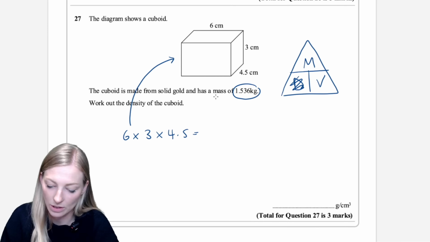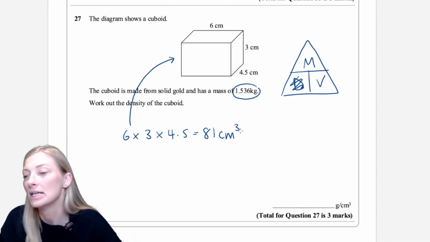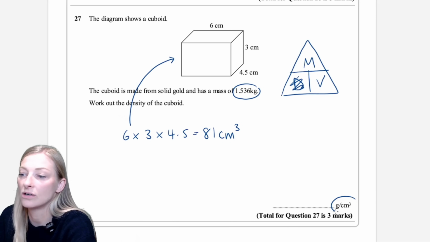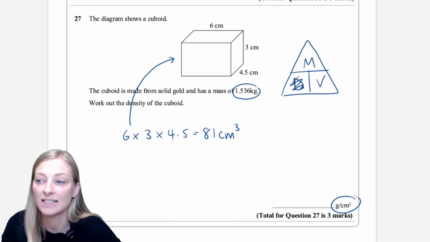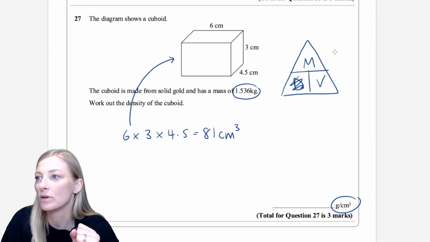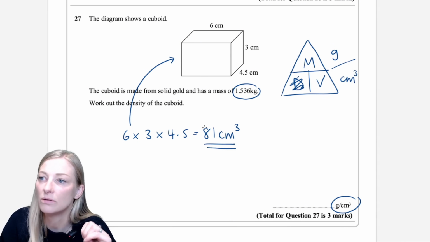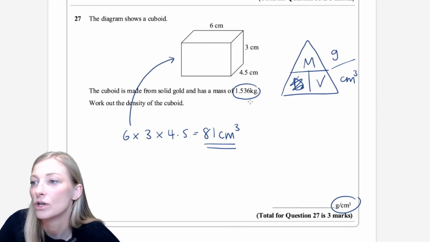So that is 6 times 3 times 4.5, and that gives me an answer of 81 centimetres cubed. Now look very carefully at the answer line. The answer line has my density in grams per centimetres cubed, which makes sense because we're doing a mass divided by a volume. So grams per centimetres cubed. And I've got the volume in centimetres cubed, but my mass is not in grams, it's in kilograms. So we need to change it.